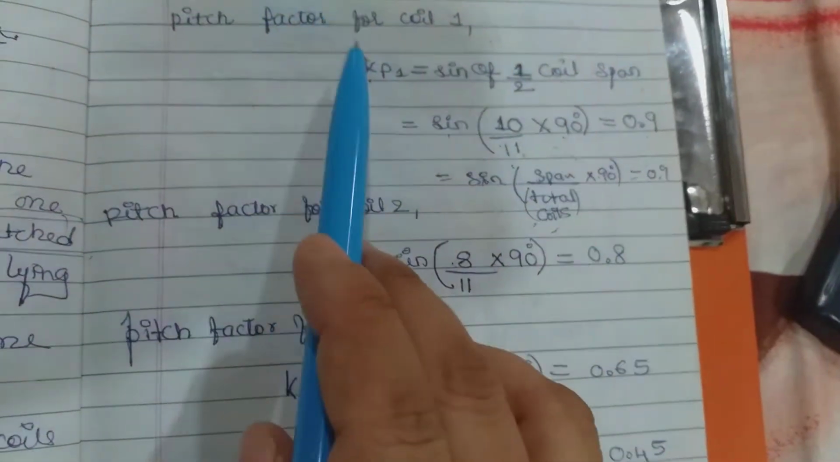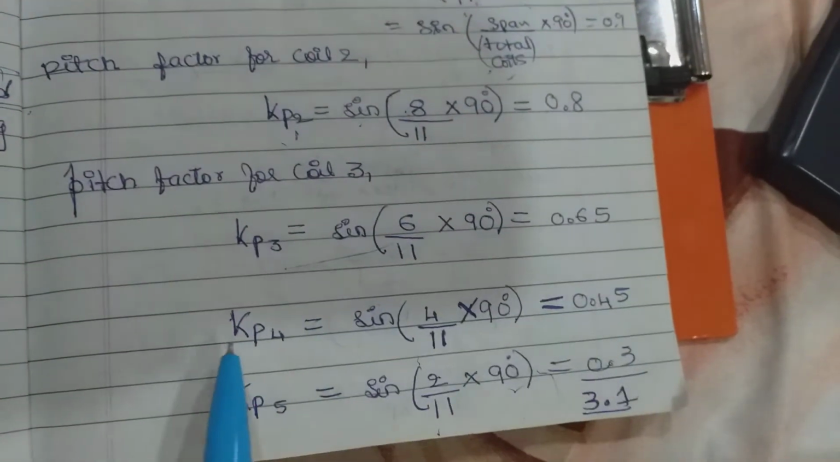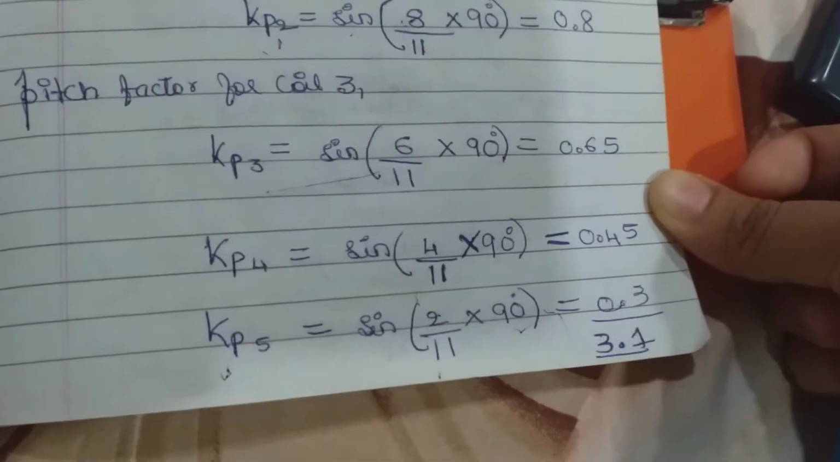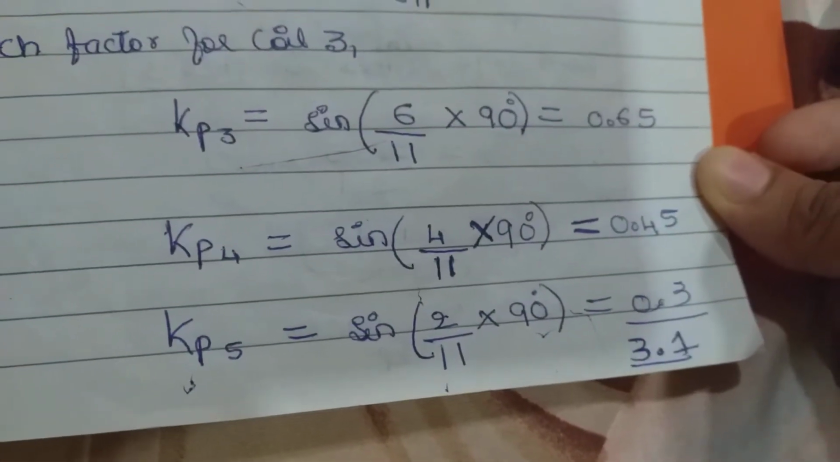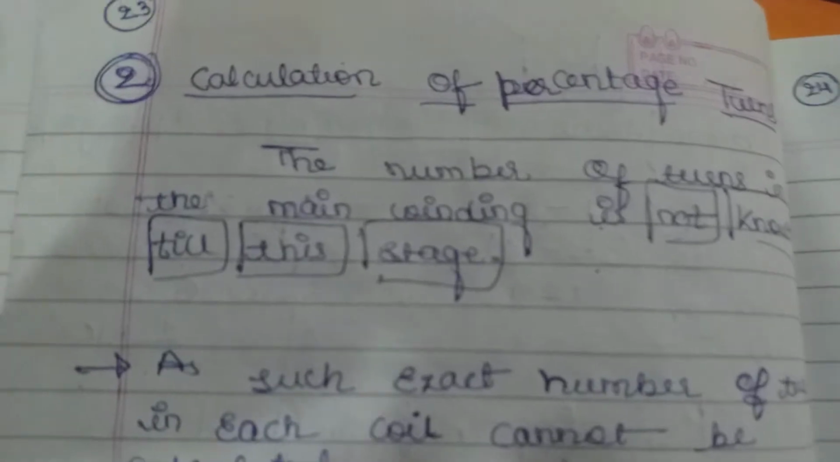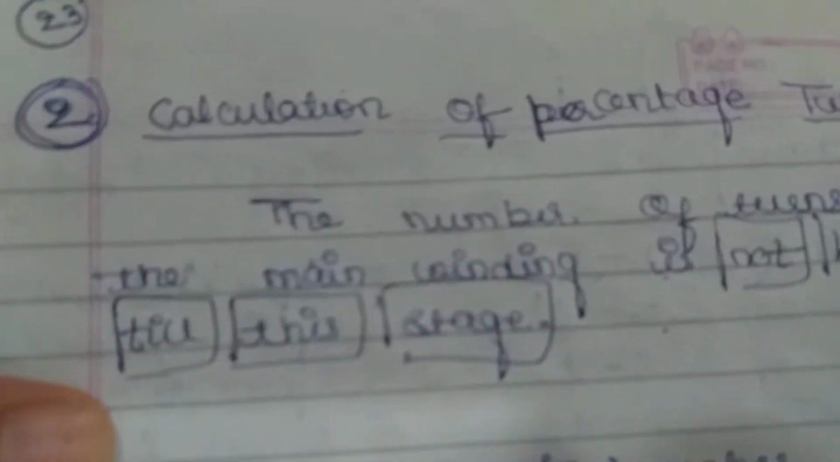So here we got Kp1, Kp2, Kp3, Kp4, Kp5. Now we are adding all the 5 Kps. If we add all the 5 Kps, how much total Kp are we getting? Total Kp we are getting as 3.1. Okay. So next, calculation of percentage turns.